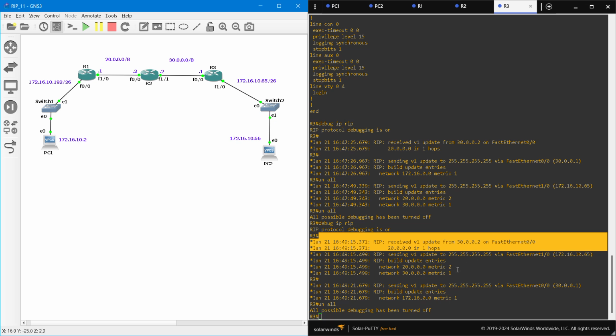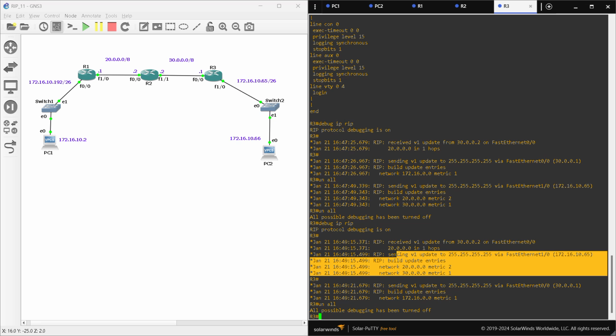And then when it's time to send the network out, it is sending the 20.0.0.0 network with a metric of 2 to the respective forward network. And the 30.0.0.0 network is directly connected to R3, so it is sending that network with a hop count of 1, right?